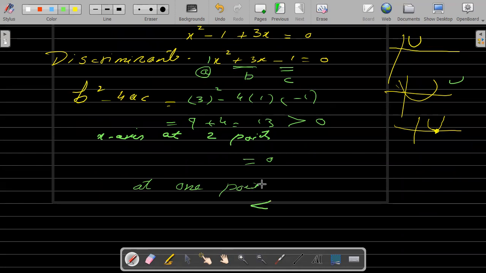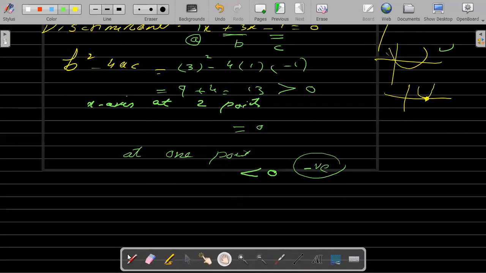And now, what is the third possibility? The third possibility is if it is less than 0, that is, negative. If its answer is negative, minus 1, minus 2, minus 1000, whatever, then we will always say that it is not intersecting the x-axis.